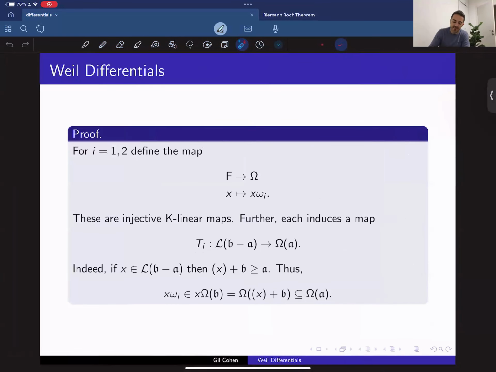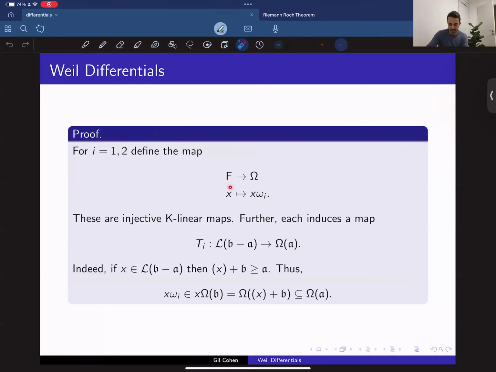Now, with this in mind, we're going to define two maps from F to omega, from the functions we have to the omega space. And the mapping is as follows. You take a function x and you output the differential x times omega 1, and in the other case, x times omega 2. So you have two maps.